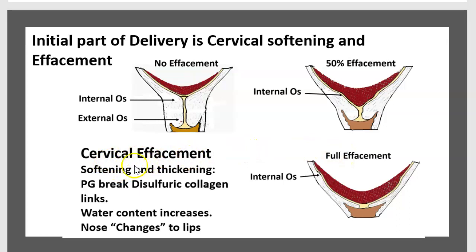Cervical effacement is softening and thinning because of breakdown of disulfide collagen that links fiber, and water content increases, and it goes from the consistency of the nose to the consistency of the lips.